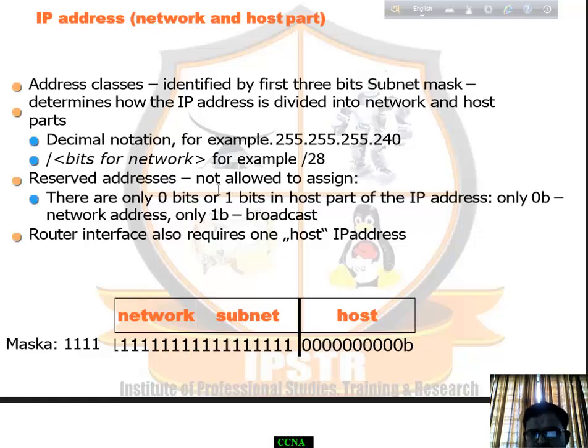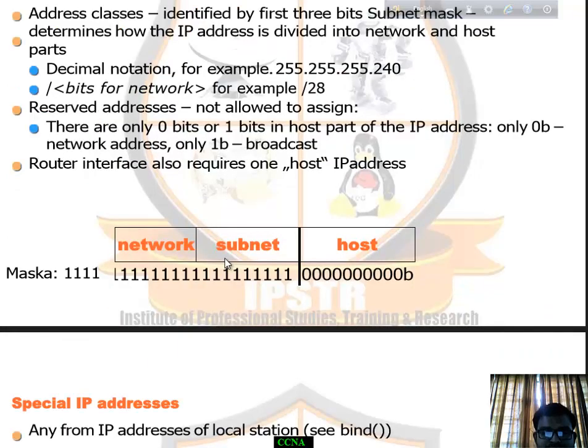So first of all, we take the decimal notation 255.255.255, which is 3 octets of 8 bits. This is the subnet, 28 bits. There are only 0 bits and 1 bits in the host part of the IP address. Only 0 bits is the network address, only 1 bits is the broadcast. A router interface also requires 1 host.